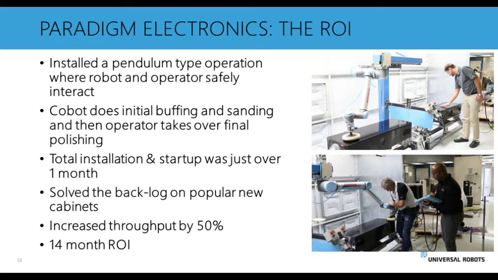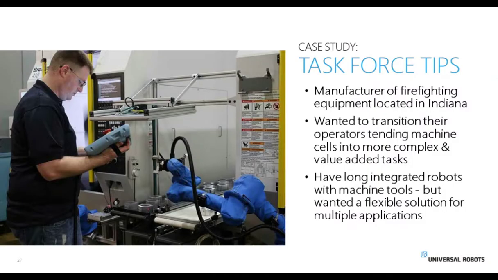Okay, so they implemented a pendulum-type operation where the robot is actually mounted upside down, out of the way, and does the initial buffing and sanding. Then the operator takes over the final sanding and polishing, where the quality inspection and the surface finishing really needs a human touch. So this is a great example of how the robot was able to do what robots are good at and augment the human to do what humans are good at. They increased their throughput by 50% and had an ROI of only 14 months.